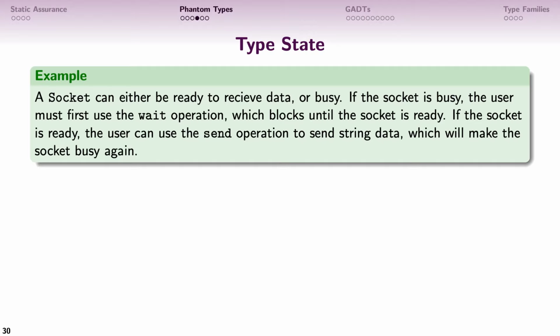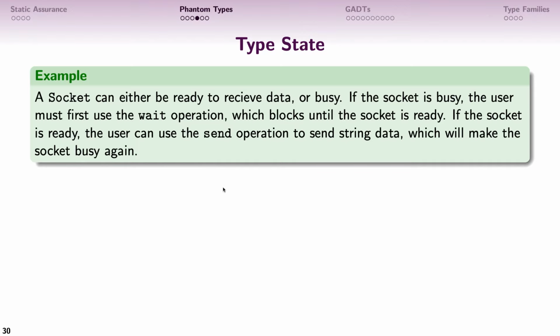So if the socket is busy, in order to send again, the user must first wait on the socket and block until the socket is ready. And then once the socket is ready, the user can send more data along the socket. And the thing that we don't want to have happen here is we don't want a user to send onto a socket and then send again before the socket is ready.